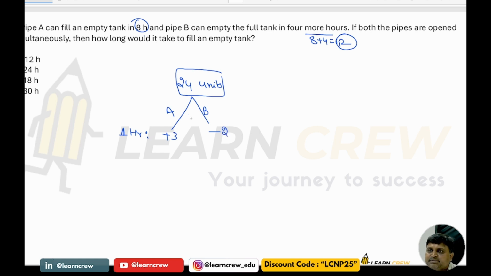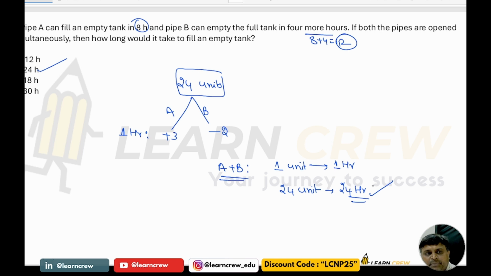When both pipes A and B are open, it is filling 3, it is emptying 2. So when both A and B are open, they together can fill 3 minus 2, 1 unit in 1 hour. So to fill 24 units, the total tank, if 1 unit takes 1 hour, for 24 units it will take 24 hours. So answer is option B. Now question number 5.